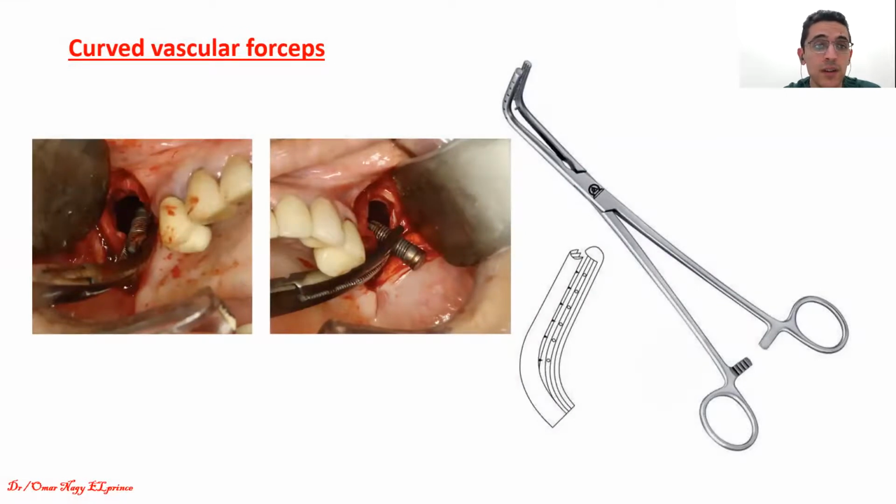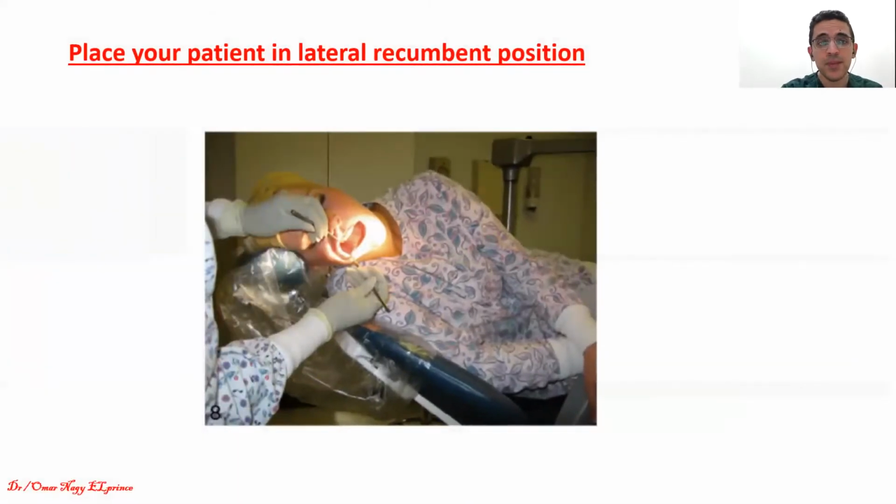And of course, the curved vascular forceps, which is used just to grasp the implant. Some authors prefer something like tweezers, but I prefer the curved vascular forceps, because they will allow you to go through the hole that you have created to retrieve the implant, and it's actually of great use. I have tried it many times.